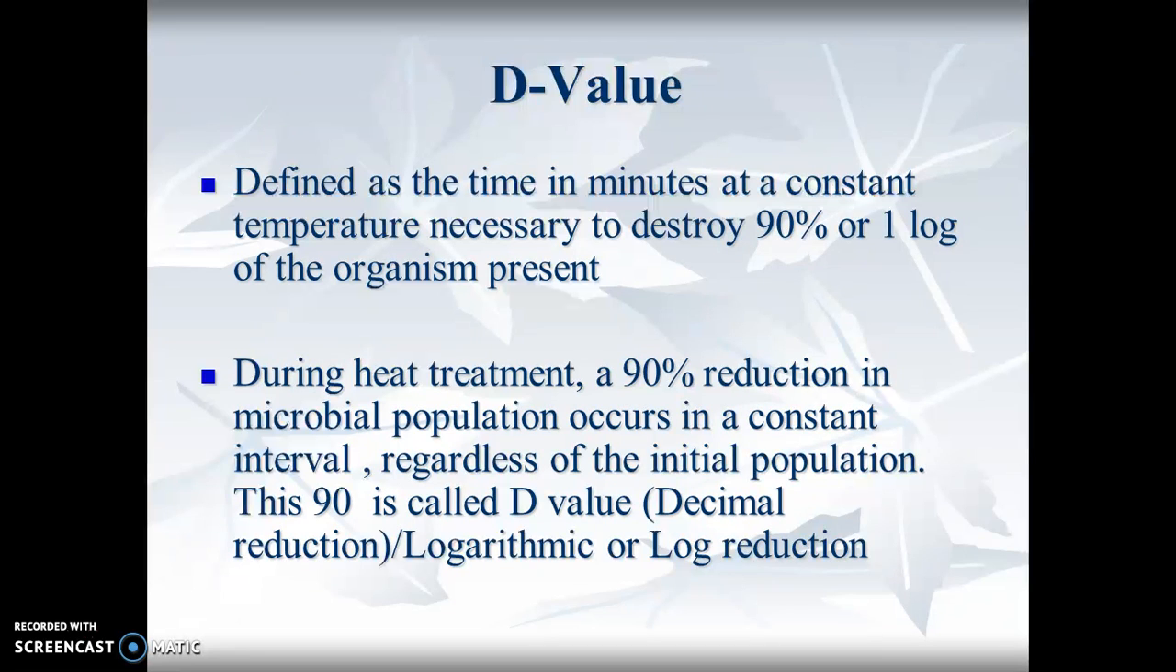The D value is defined as the time in minutes at a constant temperature necessary to destroy 90% or 1 log of the organism present. Now, that's the organism that you're targeting. During that heat treatment, a 90% reduction in microbial population occurs at a constant interval, regardless of the initial population. This 90% or 1 log reduction is referred to as the D value, or the decimal reduction, or the logarithmic or log reduction.